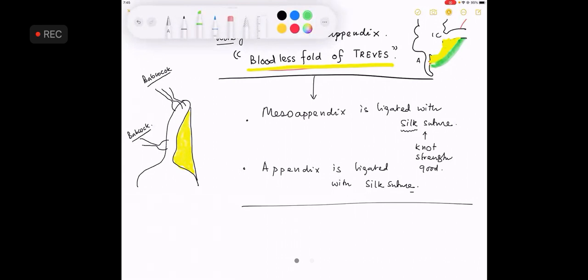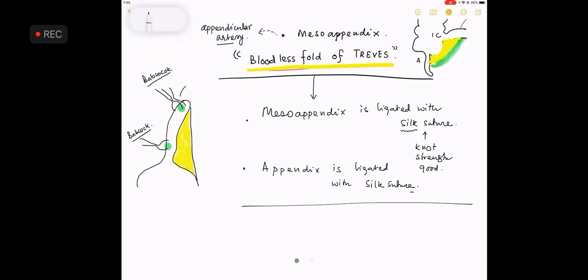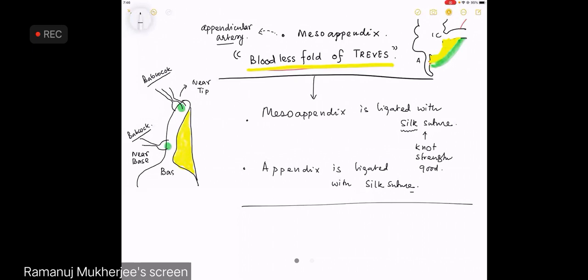Where do you hold the appendix? Near the apex and near the base. This is what the examiner wants to hear. Where to hold the appendix? Not at the tip, near the tip, near the base, not at the base. If this is the base of the appendix and this is the tinea coli, near the base, near the tip. And this yellow colored structure, as I have said, is the mesoappendix.